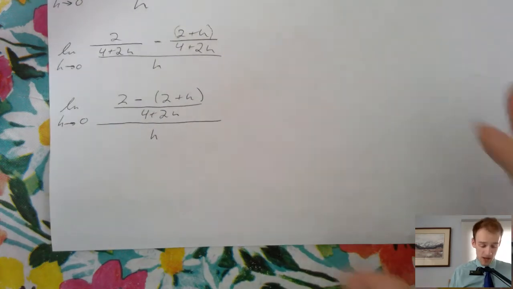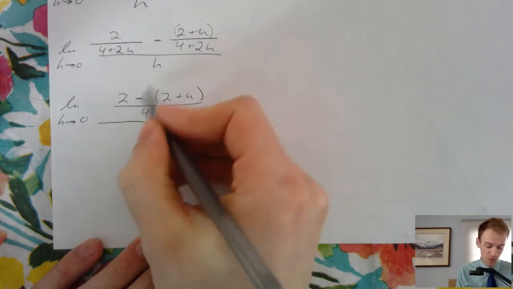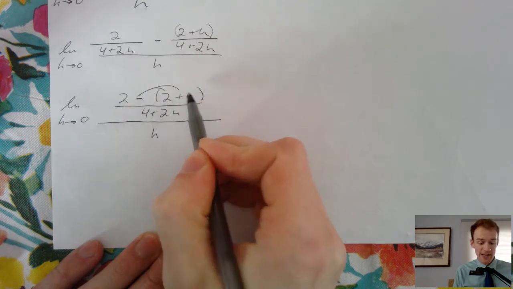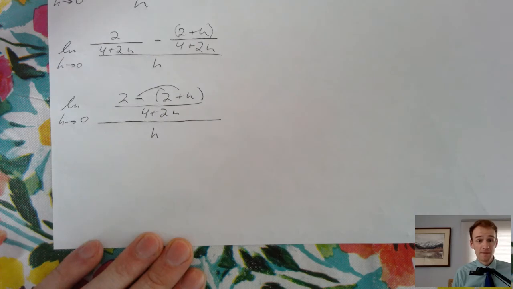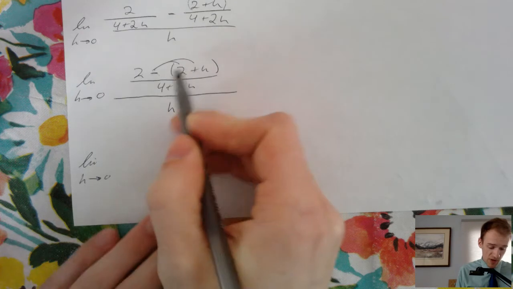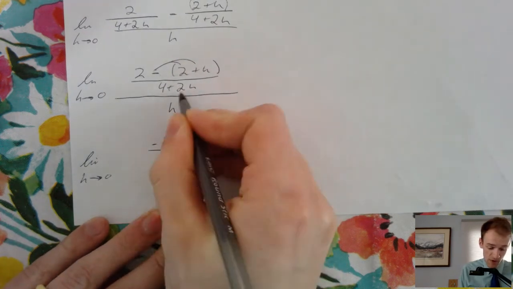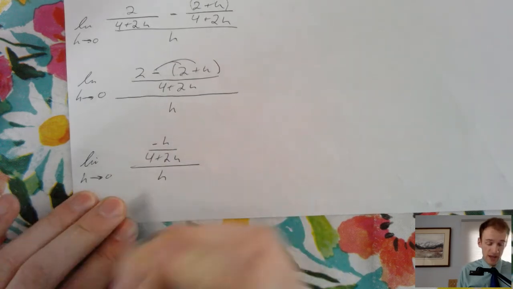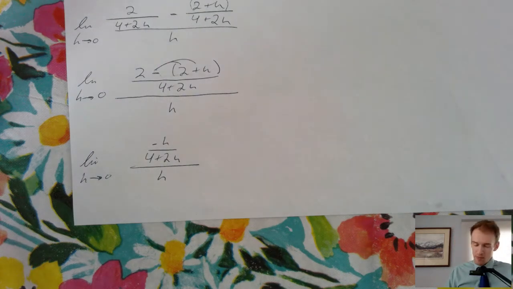We still got this fraction within a fraction thing going on here. Okay. Well, luckily, we have 2 minus 2, and we can distribute that minus in there. So we have 2 minus h. 2 minus 2 is 0, so we really just get minus h there. Okay, so let's write that out. Limit as h approaches 0, this numerator just becomes minus h over 4 plus 2h all over h.